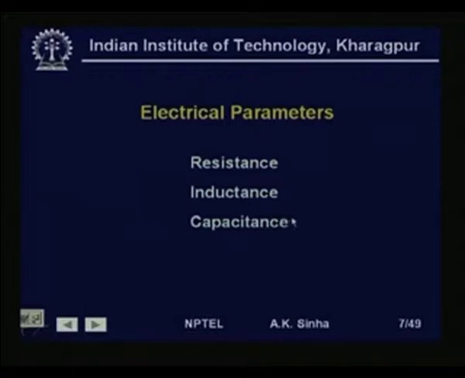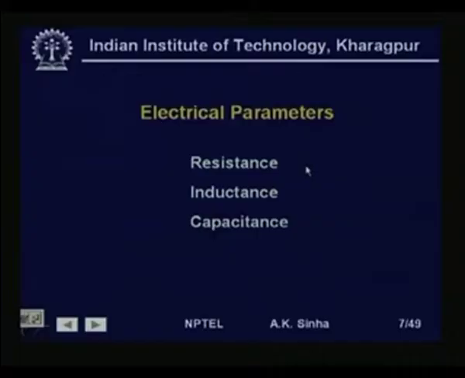Since these conductors or the overhead lines are at high voltage, there is a voltage difference between the two phase conductors as well as between the phase conductors and the ground. Since there is a voltage difference and there is insulation in between, which is normally air for overhead conductors, we will have some capacitance also involved. So, the transmission line will have 3 electrical parameters: resistance, inductance and capacitance.